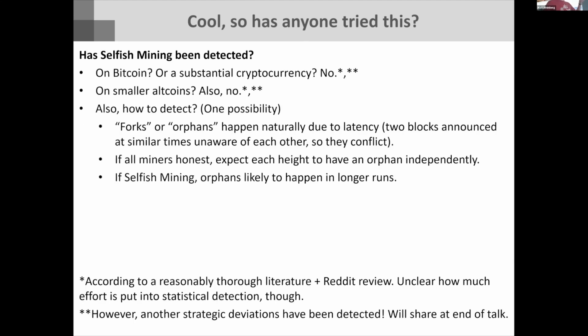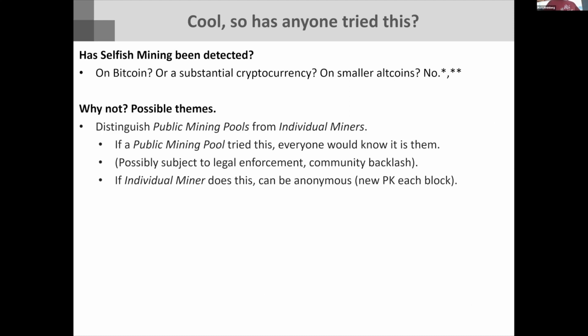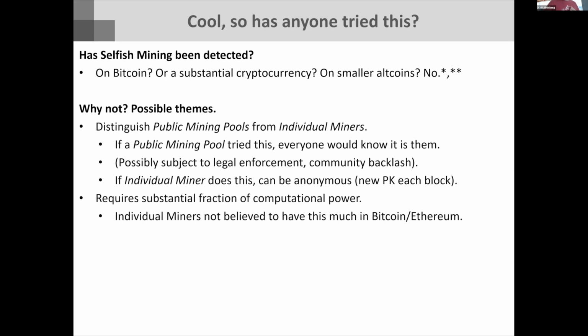There are other ways if you really wanted to test specifically for selfish mining. There are other things you could do, like if you believe that people aren't manipulating their timestamps, you could look at the difference in timestamps between when you heard about a block and when it was claimed to be published. You'd be seeing a lot of blocks arriving to you way after the timestamp, and something about that would look weird. But anyway, this is what we focused on.